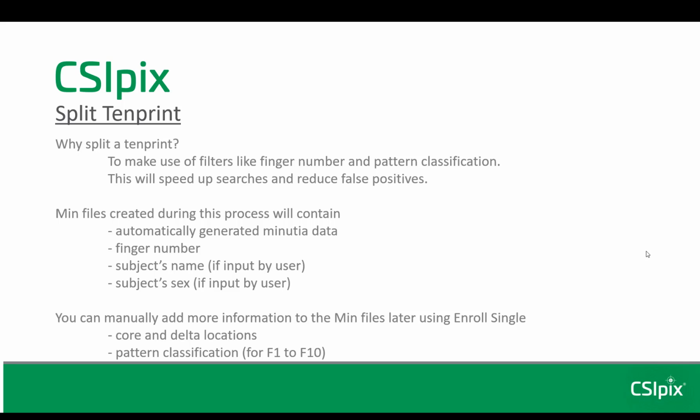The min files created during this process will contain automatically generated minutia data, finger number, subject's name if input by the user, and the subject's sex if it's input by the user. You can manually add more information to the min files after this splitting Tenprint process using enroll single. This could be used to add core delta locations and pattern classifications. This only takes a few seconds per image, so it's worth doing.